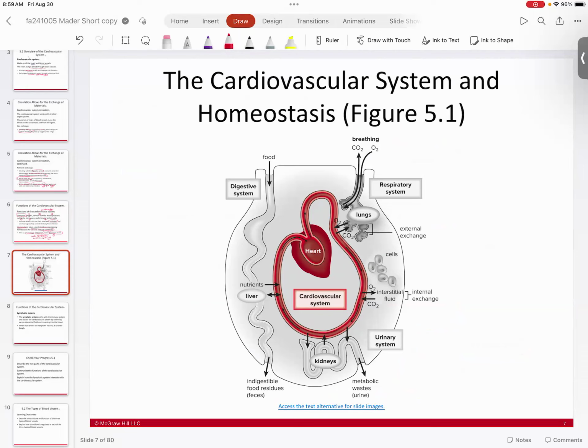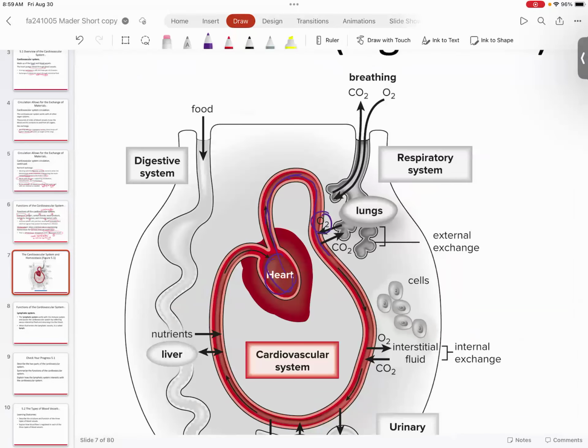Here, I'm going to switch to a different color so you can see it. Here you can see your heart. Your heart is basically going to pump the blood. It's going to go through the large vessels and through the lungs, where it's going to exchange oxygen and CO2 at the lungs in the respiratory system.